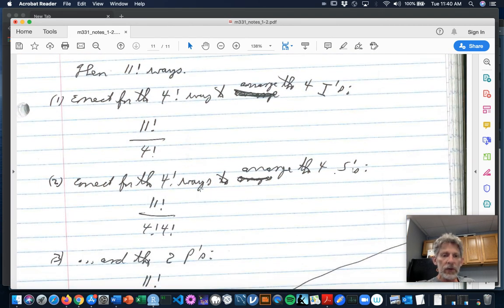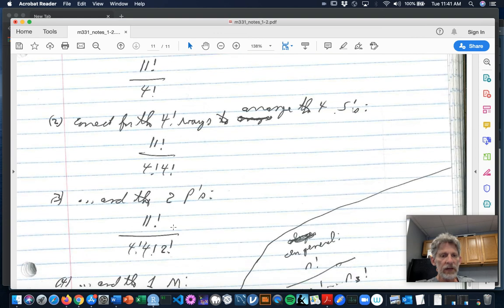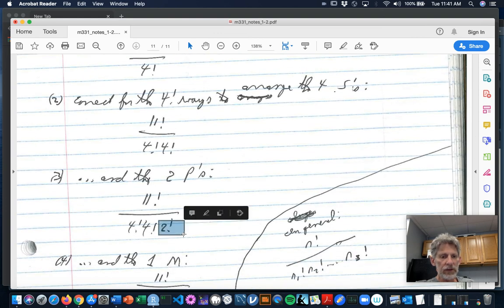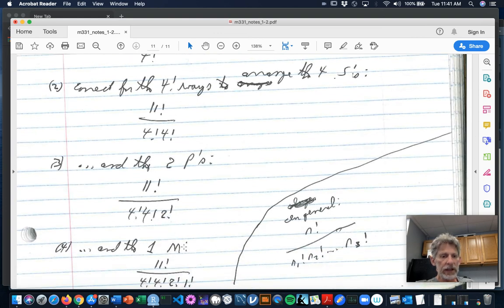And similarly, we've got to correct for the fact that the 4 S's that are written differently, S1, S2, S3, S4, really are the same. To correct for that, consider how many ways there are to rearrange the S1, S2, S3, S4 amongst the places that you picked for the S's. And so we're dividing by another 4 factorial. And similarly, correct for the 2 P's, 2 factorial. And if you feel like it, for fun, correct for the 1 M, 1 factorial, which makes no difference at all.